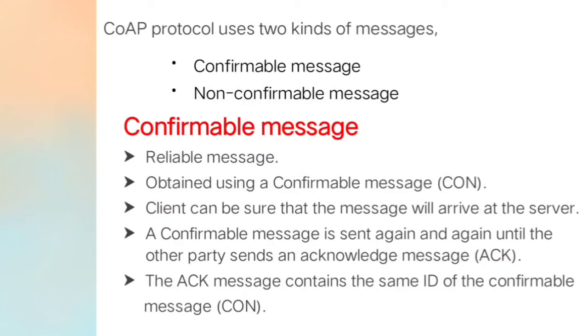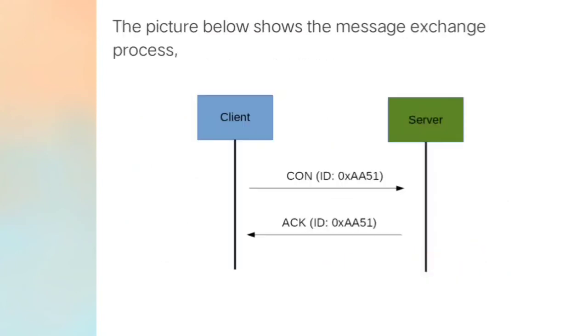Using this kind of message, the client can be very sure that the message will arrive at the server side. A confirmable message is sent again and again until the other party sends an acknowledgement message. The acknowledgement message contains the same ID of the confirmable message. See this picture. Client is sending a confirmable message to a server and server is responding with the acknowledgement message to client, and both message IDs are same. See the ID numbers, both are same.